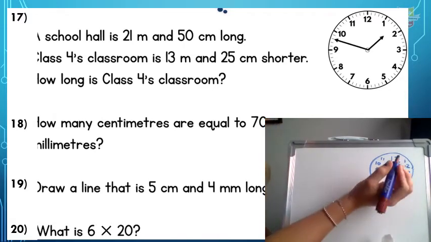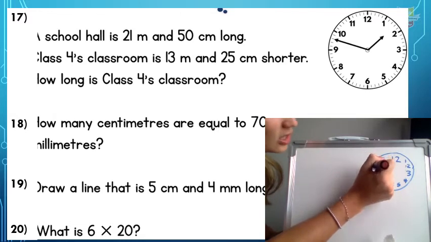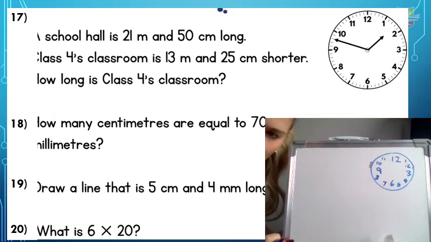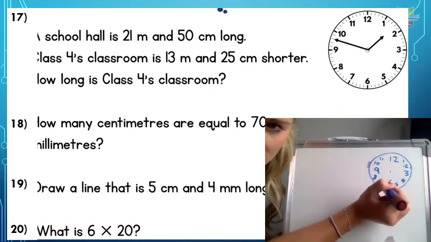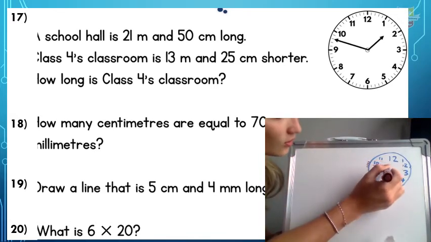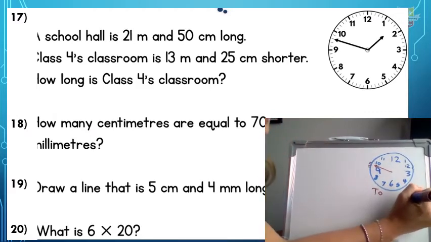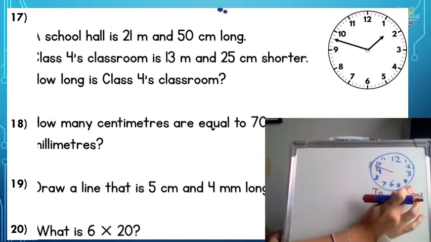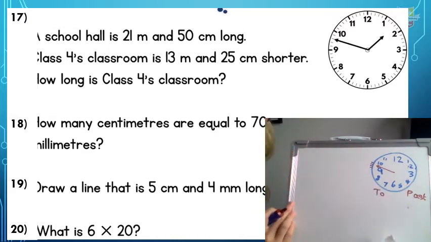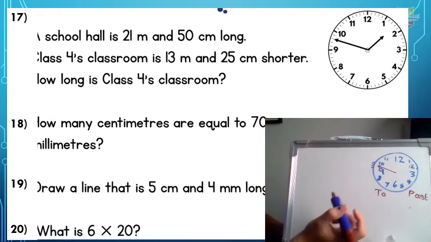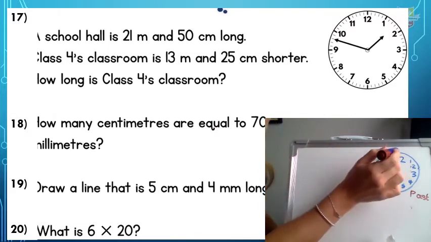Now the minute hand, again, is not on a whole number, so we know that it's not going to be a multiple of 5. But we do know that each little line represents 1. Now my minute hand is pointing on the left hand side of the clock, so we know that this is on the to side rather than the past side. Now, to work out how many minutes to, there's 2 ways we could do it. We could either count up, or I find it easier to count backwards.